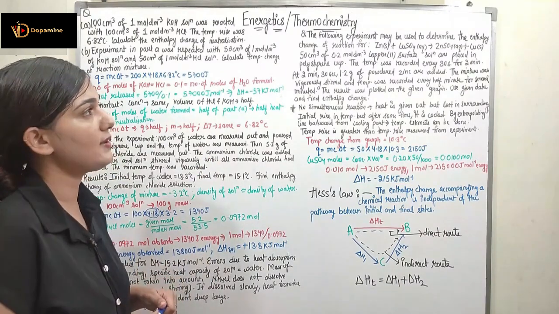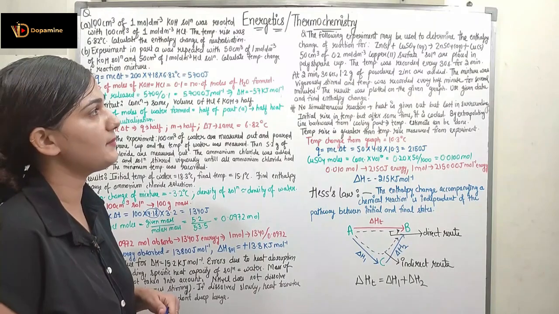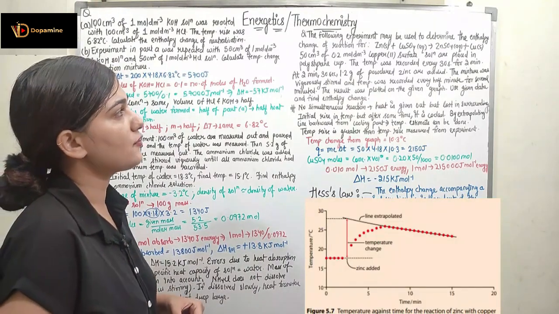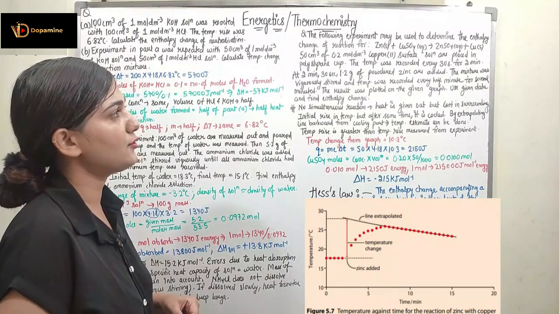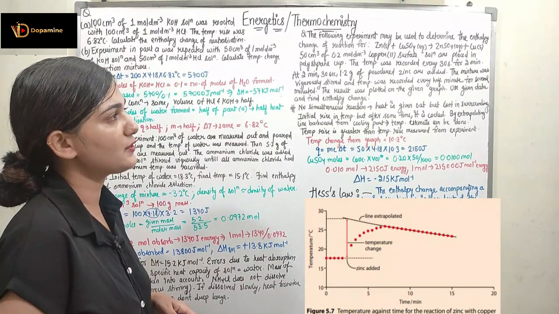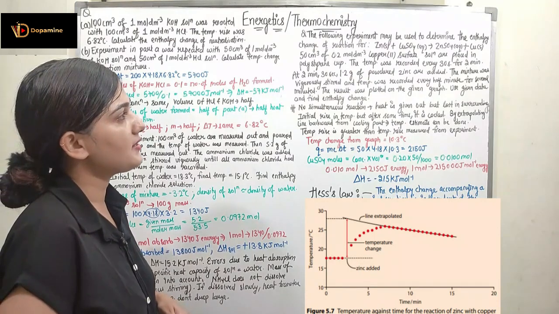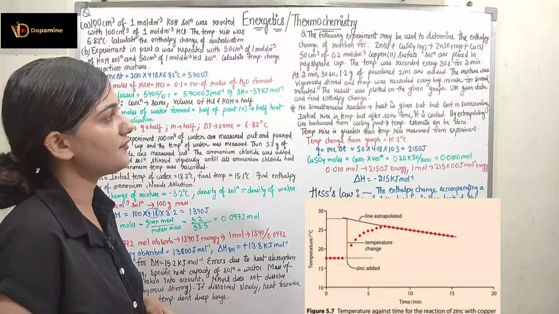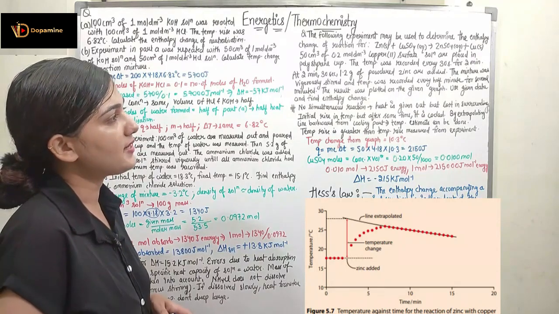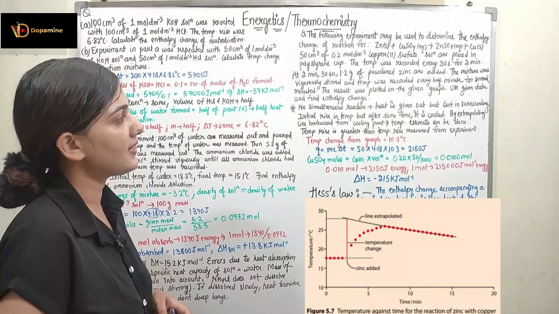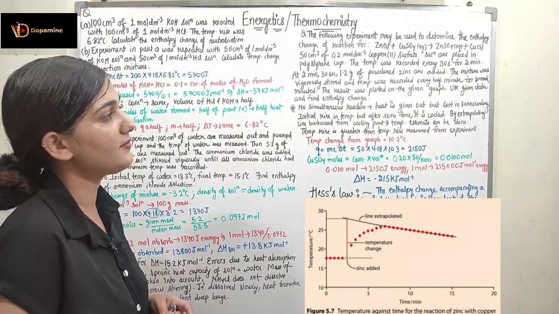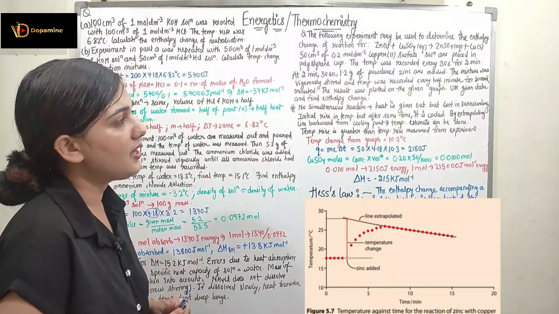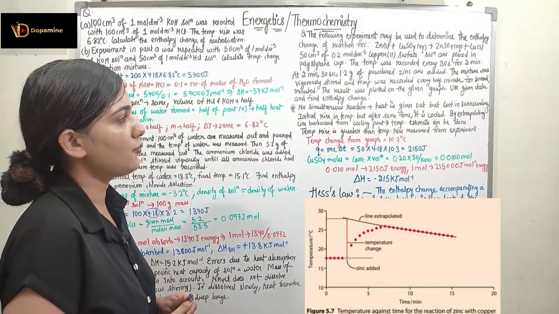The next question states the following: the experiment may be used to determine the enthalpy change of reaction for Zn plus CuSO4 gives ZnSO4 plus Cu. 50 centimeter cube of 0.2 mole per decimeter cube copper 2 sulfate solution is placed in a polystyrene cup. The temperature was recorded every 30 seconds for 2 minutes. At 2 minutes 30 seconds, 1.2 gram of powdered zinc is added. The mixture was vigorously stirred and the temperature was recorded every half minute for several minutes. The result was plotted on the given graph. Use the given data and find out the enthalpy change.